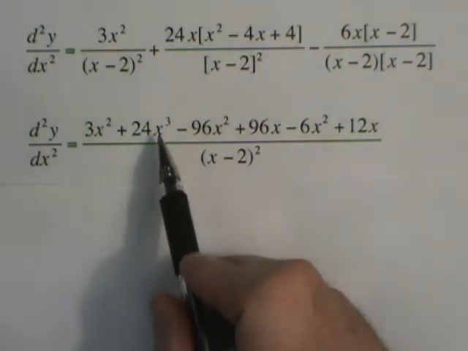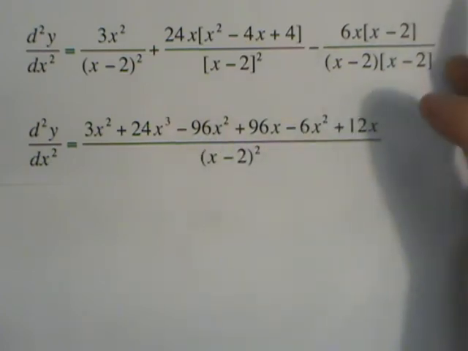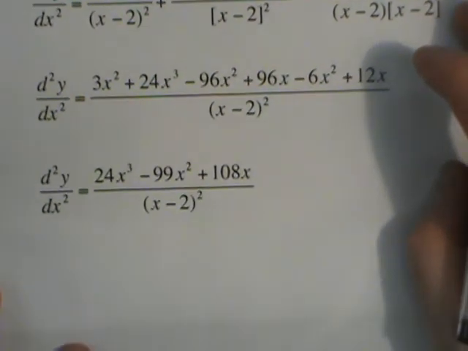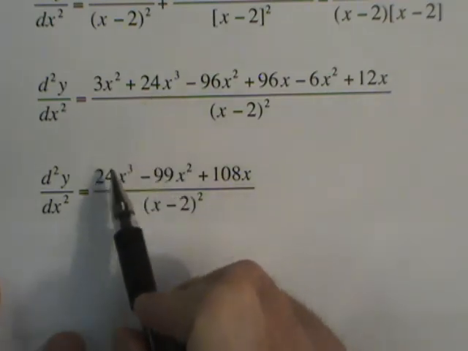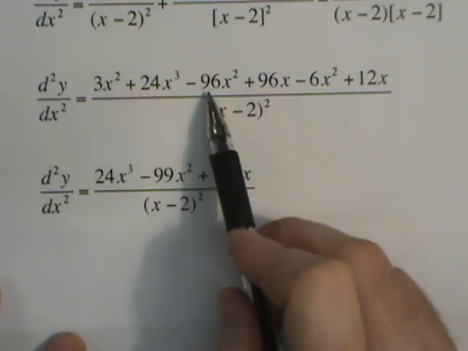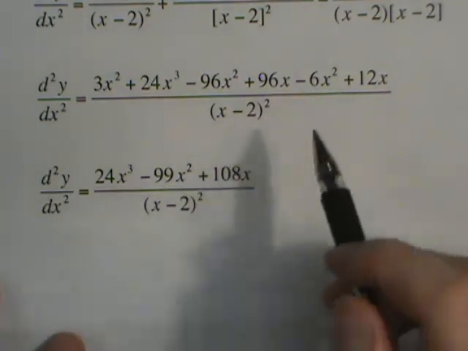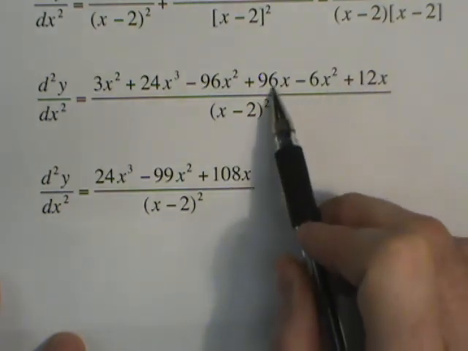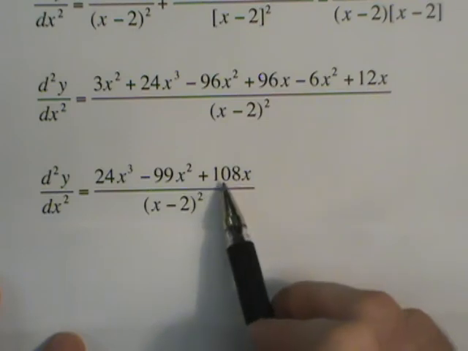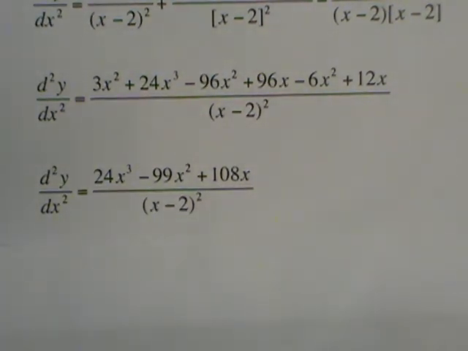My last step would then be to write these in descending order and combine my like terms. As I combine those like terms and write these in descending order, I get 24x cubed. I look at all these x squared terms, and that gives me negative 99x squared. And then just the regular x terms give me the 96x plus the 12x, 108x, all over x minus 2 quantity squared. And there's our last example for the quotient rule.